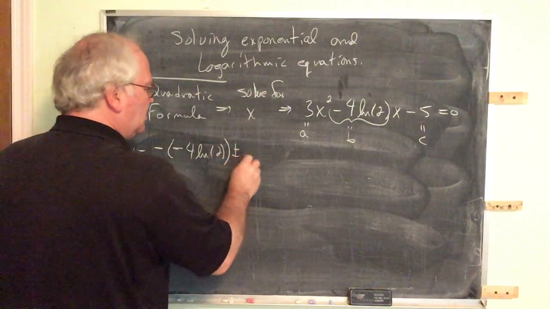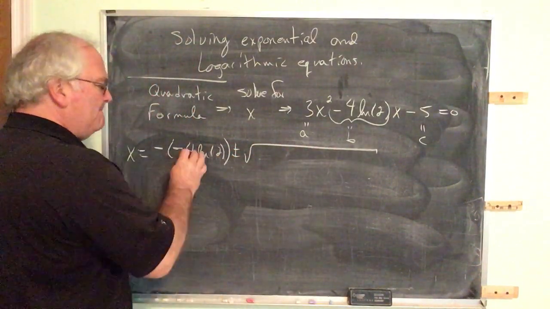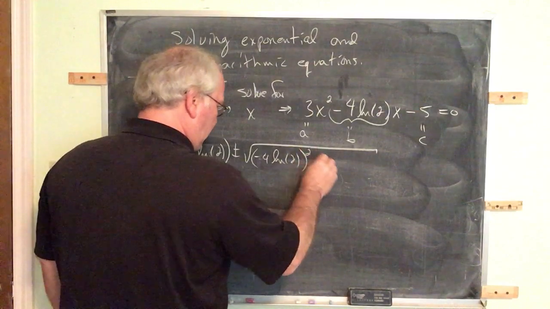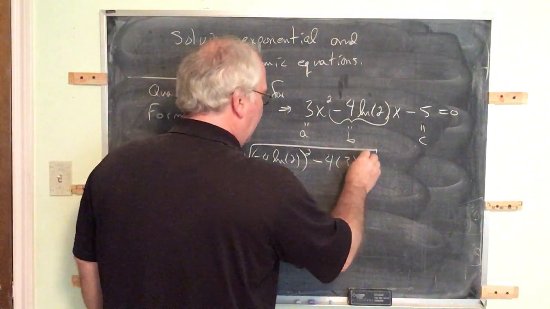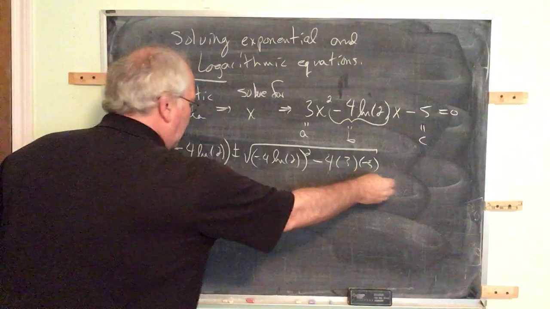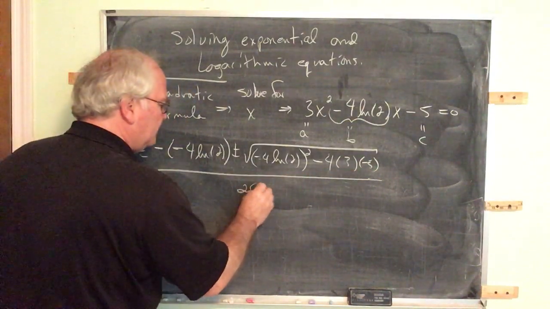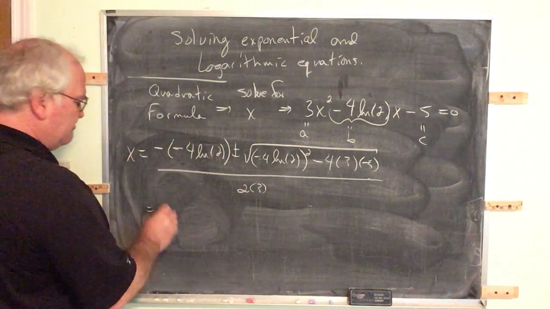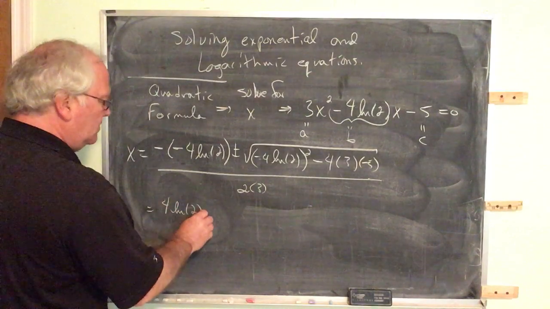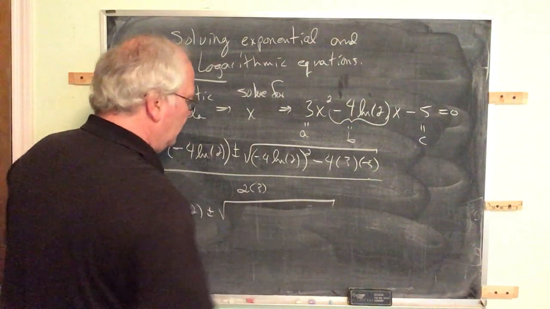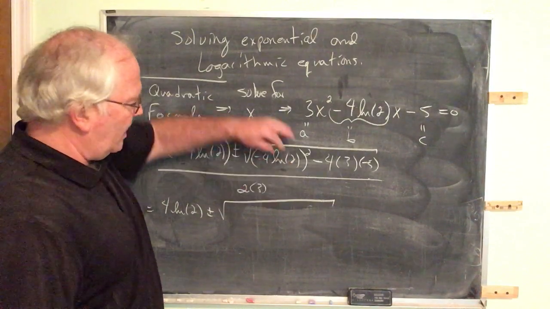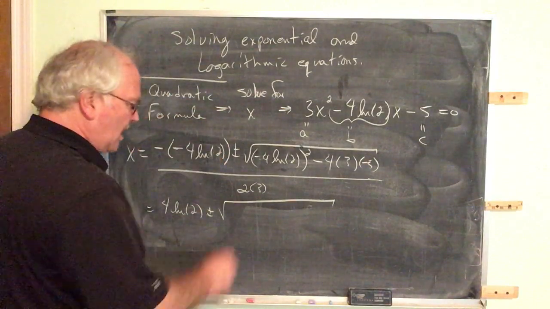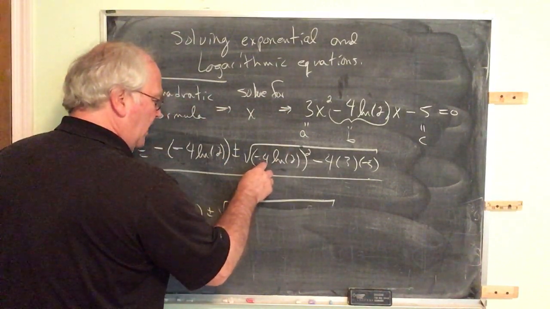Negative b plus or minus square root of b squared, negative 4 natural log of 2 quantity squared, minus 4 times a times negative 5 is c, all great big honking over 2a. Now what is that? Negative negative is positive 4 natural log of 2 plus or minus the big old square root. Just write this as quantity squared. One thing you may do is, if this is negative, notice the square gets rid of the negative, so we may drop that out. Can we see this is 4 squared?